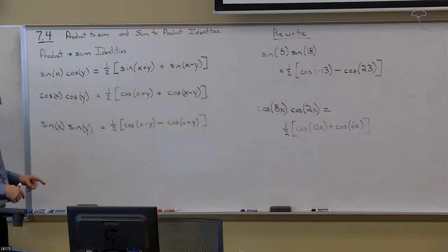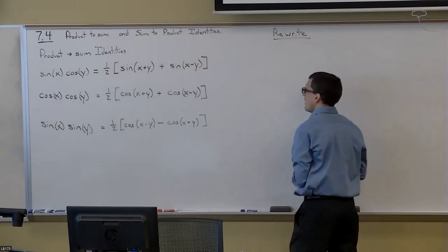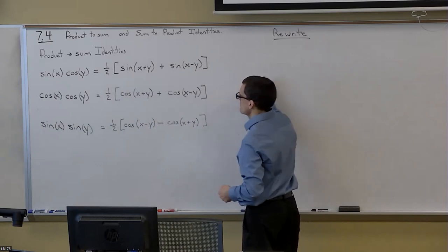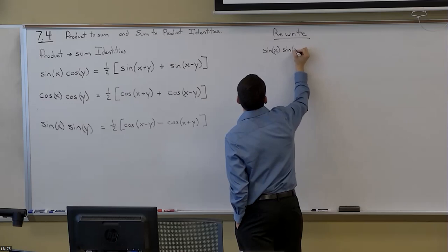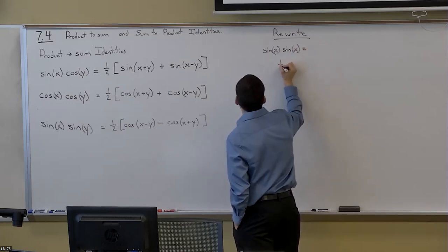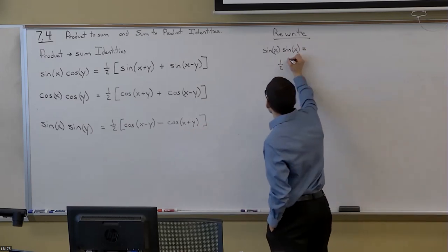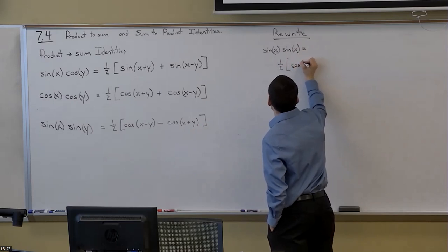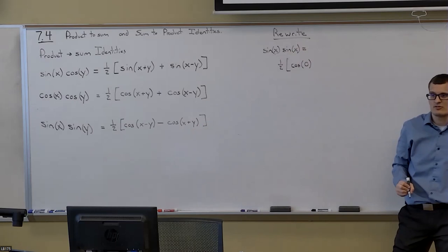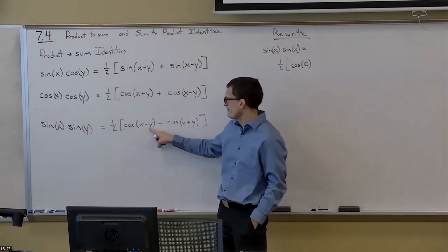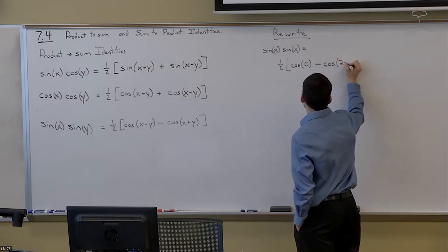So, for instance, what if we wanted to rewrite one of those two? Let's rewrite sine x times another sine x this way. You can say, well, that's 1/2 cosine of x minus x, that'd be 0, right? Cosine of 0. I subtracted them. Minus cosine of x plus x. If I add them, you get 2x.